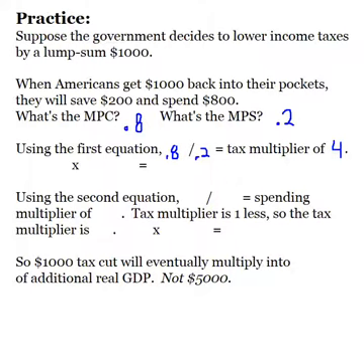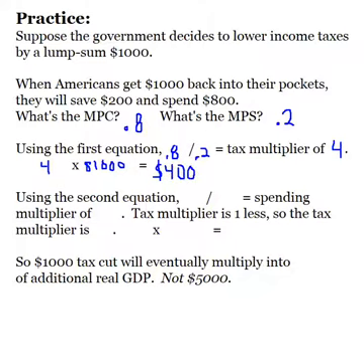We use that multiplier times the change in taxes. The change in taxes was $1,000 from the beginning of the slide. So 4 times $1,000 equals $4,000. So that's going to be the overall multiplier effect on the economy.